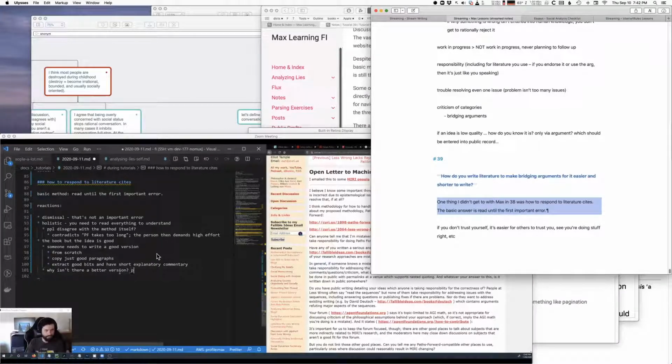So I've tried to make meta arguments like: the fact that your side hasn't made any good literature while having all these people shows that your side as a whole is not truth seeking, or there's something really broken about it. Low quality standards or something. People have not taken those arguments well at all.